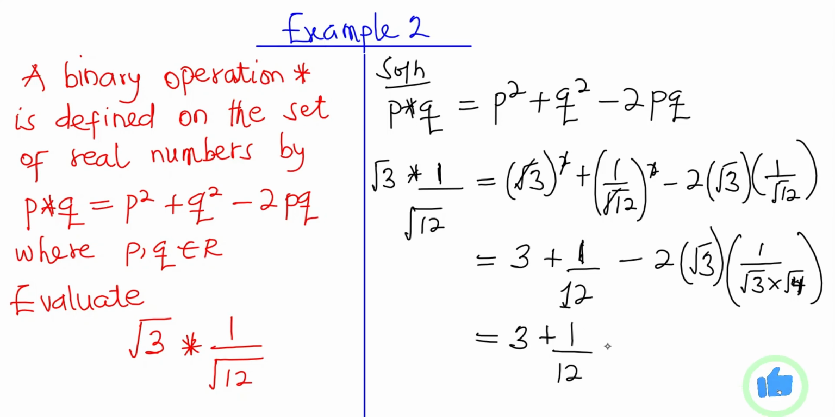And then we have minus. Here we can see that this square root of 3 can take away the square root of 3 here, and we are left with minus 2 multiplied by 1 over square root of 4. Square root of 4 here we know to be 2, so we have our 2 here. Now we continue, and we can see that when we sum 3 and 1 over 12, we are going to get 37 over 12.